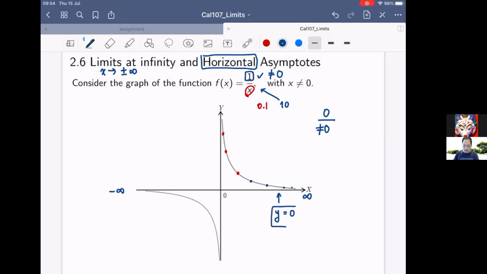And this line can be called the horizontal asymptote. This is the line that, as you go far away on the right, the curve gets close to.